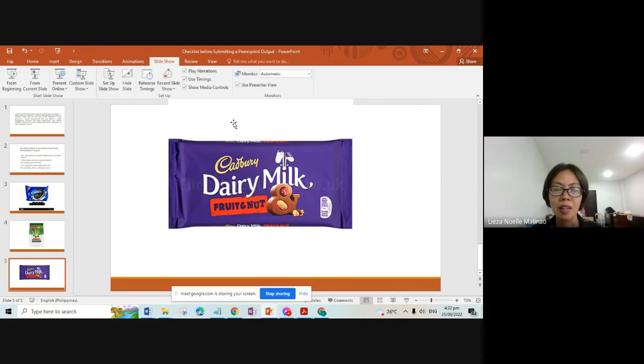And for this activity also, there should be no duplication. Do not copy the product of your classmate because there are a lot of products out there. There are a lot of items out there. You go to a store, go anywhere, go to a sari-sari store, go to a grocery store, and then you look around you. Okay, what design here could I explain in terms of good contrast?